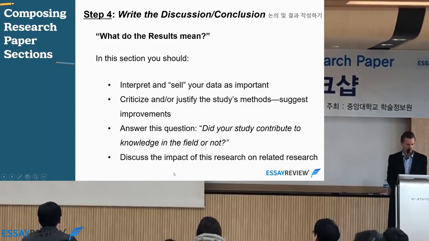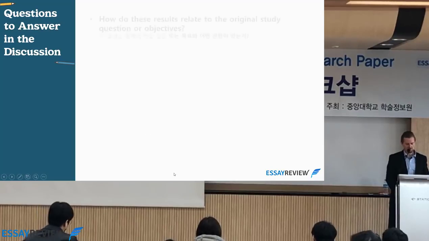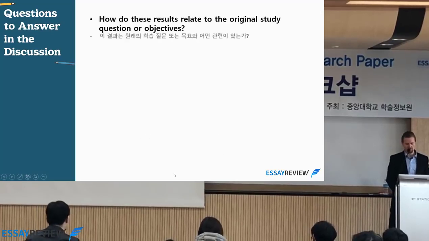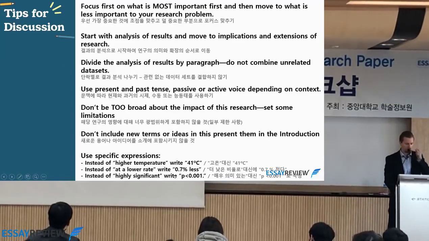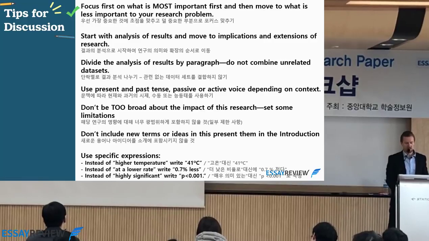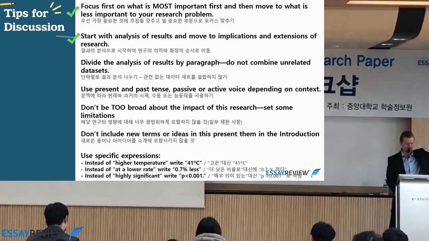Okay, let's keep going here. Here's some tips for a discussion. So first, focus on what is most important, then move to least important. Good rule. Start with an analysis of your results, and then move to implications. We'll show you the structure next. So you're going to talk about a summary of the results. Why is it important? What can be done to make it better?